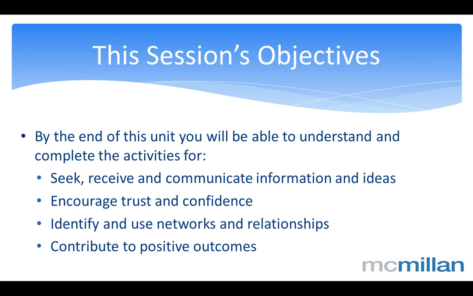All right, so this unit has 4 outcomes, all around the topic of effective team relationships, or team workplace relationships. And we've talked about a lot of these ideas and characteristics throughout the program, but this unit just brings them all together. So there's 4 key areas: seek, receive, communicate information and ideas. And we've already talked about information. We're just going to bring that into a team-based workplace context. Encourage trust and confidence, which is something that we've touched on through the program but haven't looked at individually. So we're going to just pluck that out and break that down a little bit today.